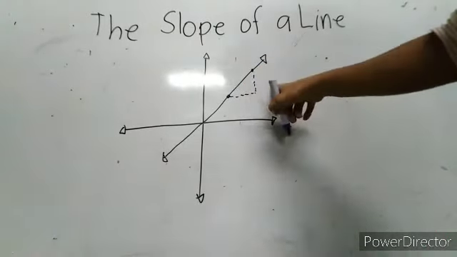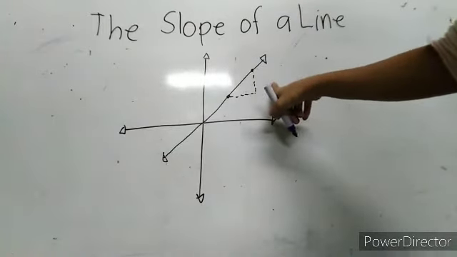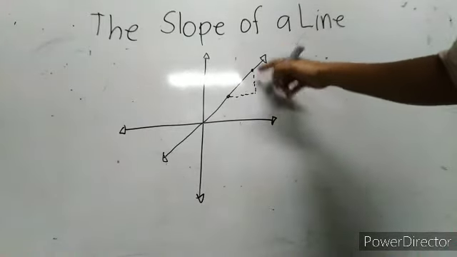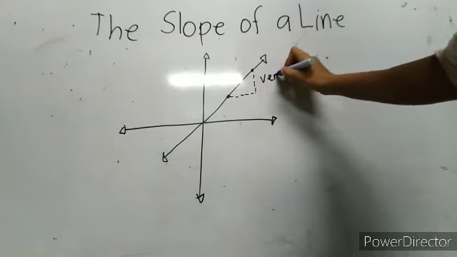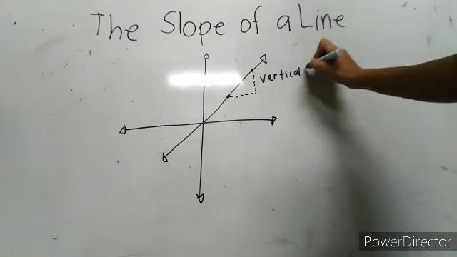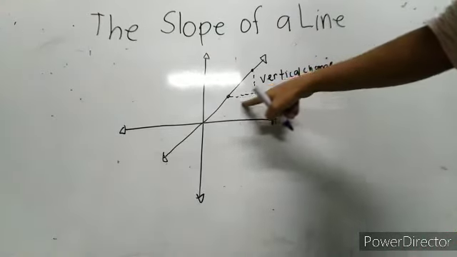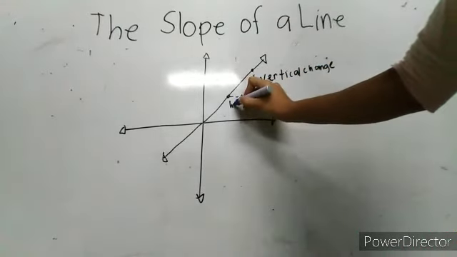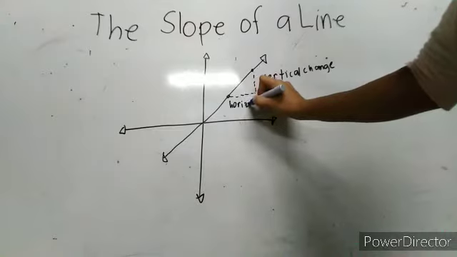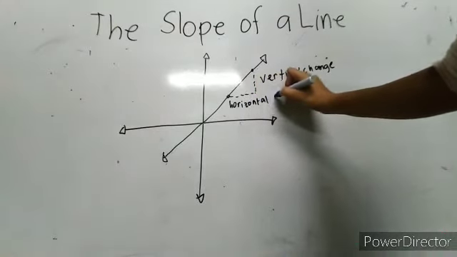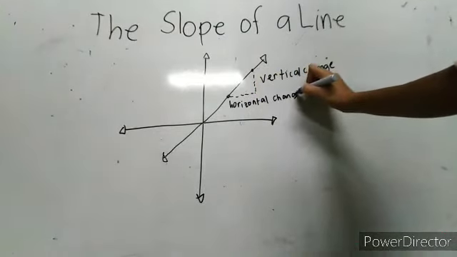The slope of a line is a ratio. This ratio is the vertical change. This is the vertical change. And this is the horizontal change.